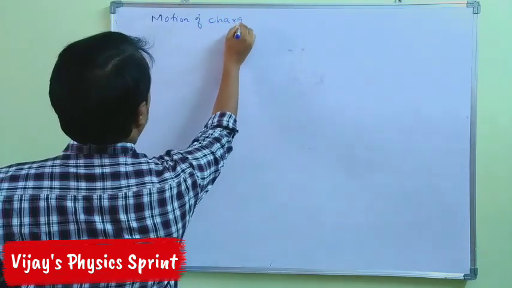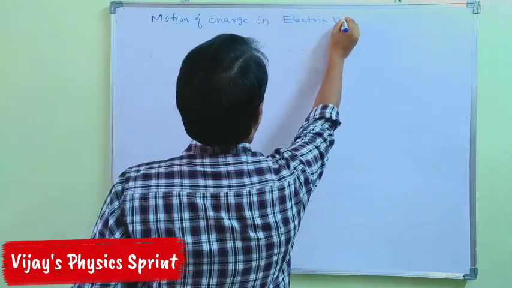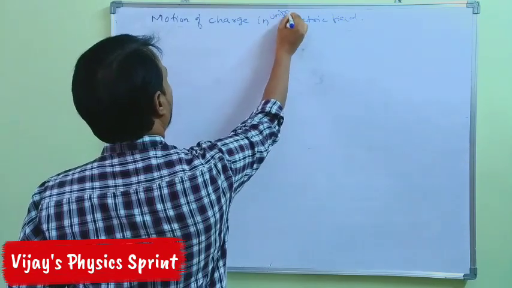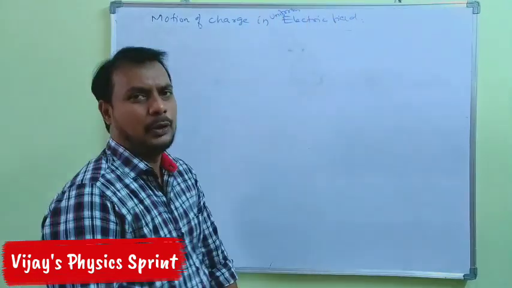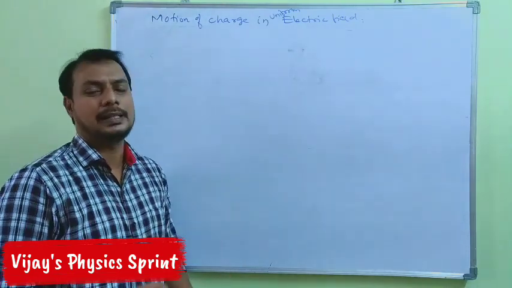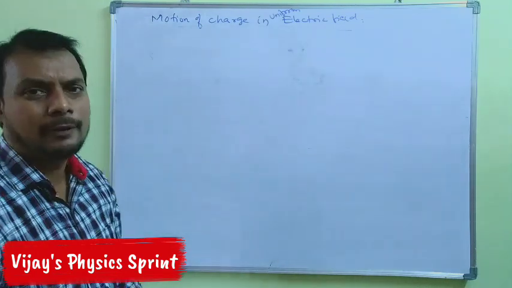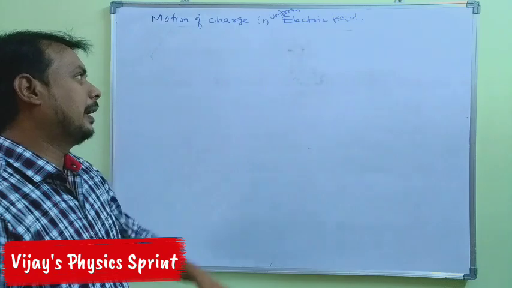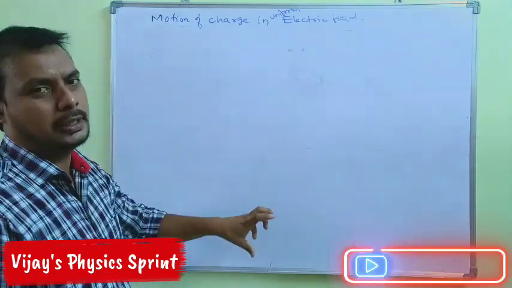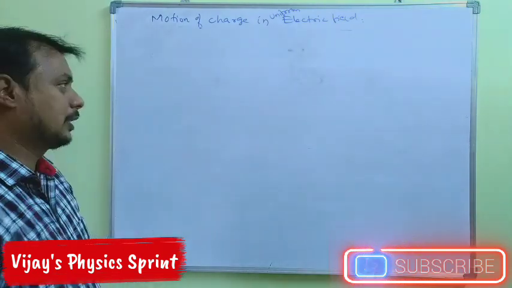Motion of charge in uniform electric field. The electric field is uniform. Uniform electric field means at any point in a given field, the field intensity has the same magnitude and the same direction. That is known as uniform electric field. So the direction and the magnitude of electric field intensity are the same at all points in a given region, and that field is known as uniform electric field.